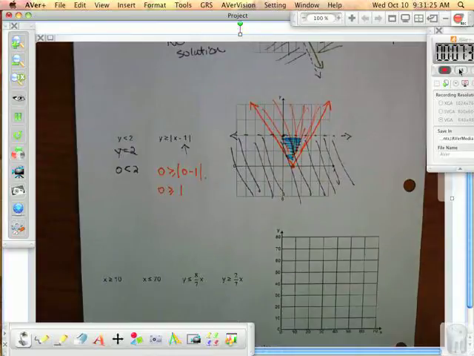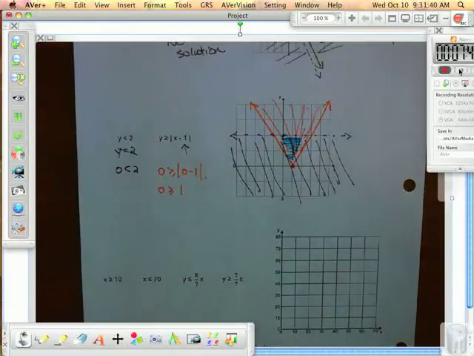Yeah? Let's just be clear. Anything on these lines and inside here would make both of these inequalities true. Okay? Isn't that fun? Doesn't your picture look pretty?